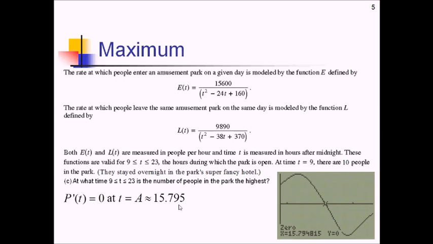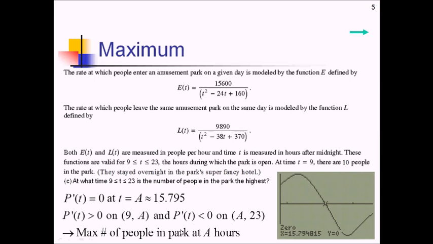Well, another way I can do this is I see that my derivative is positive on the interval from 9 to A. And I also see that p prime of t is negative on the interval from A to 23. Since I'm increasing until I get to time A, and I'm decreasing after it, logically, point A must be my highest value. So based off of this, we can say that the max number of people in the park has to occur at A hours.